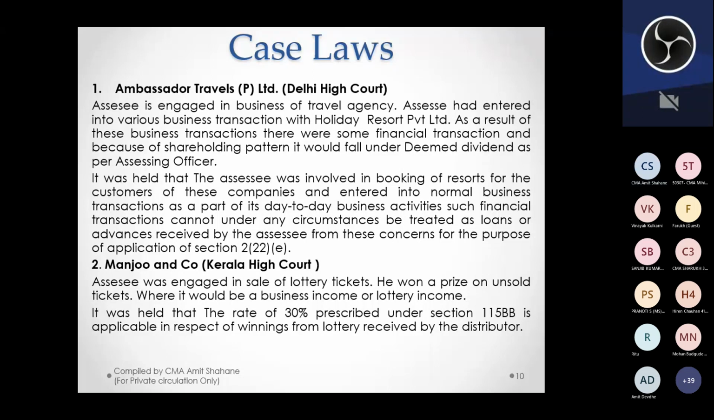So whatever payment or whatever financial transaction had happened, the assessing officer was of the view that this falls under section 222E. But the court held that the assessee was involved in booking of resort for the customers of these companies and entered into a normal business transaction as a part of its day-to-day business activities. Such financial transaction cannot under any circumstances be treated as a loan or advance issued by the assessee for these concerns for the purpose of application of section 222E. So again, the facts of the matter should be checked, and you should check whether it is a normal business transaction or it is falling under the scope of section 222E.